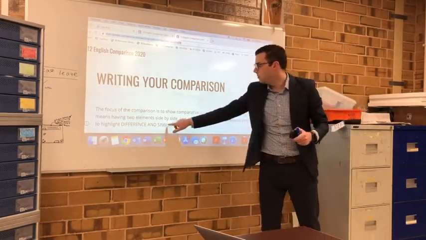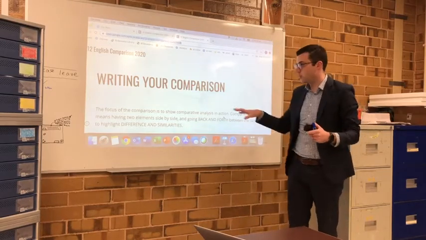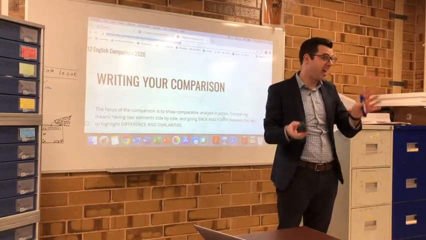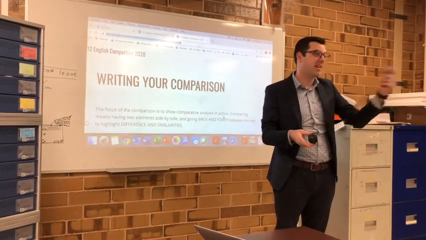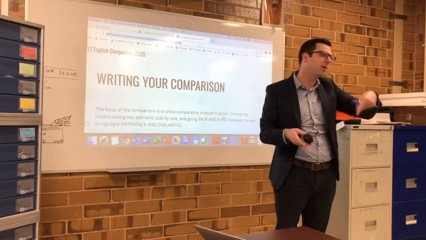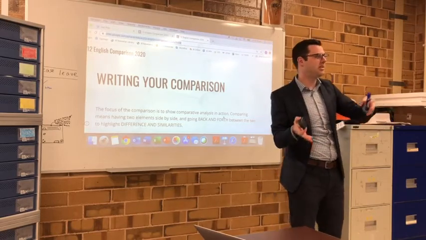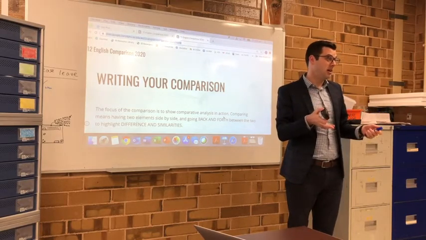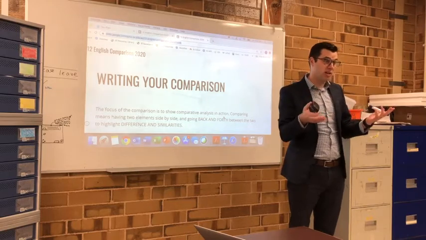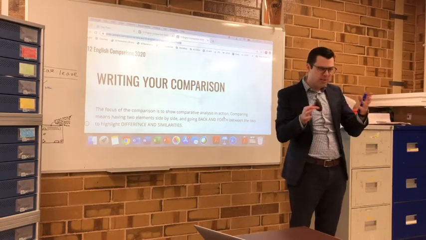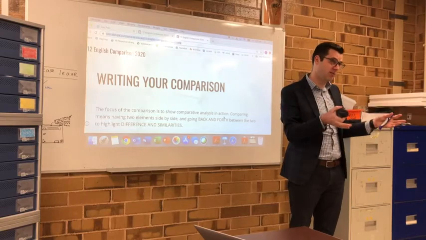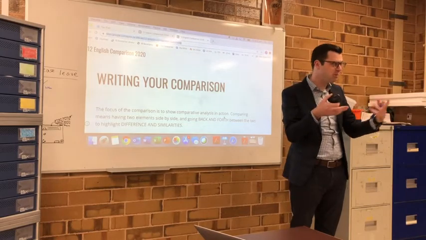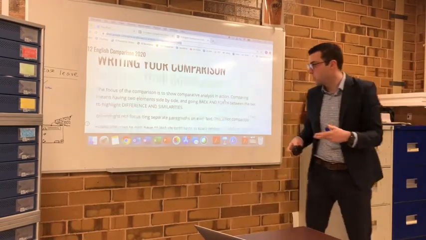Comparing means having two elements side by side and going back and forth between the two. And comparison is also about highlighting similarities and differences. Okay, so it's not just like, oh, that's the same, that's the same. That's not an interesting discussion. There should be elements that are similar and elements that are different. So maybe the idea is similar, but the techniques used are used differently. Or maybe the content or the representation or the outcome is different. Maybe the problem is the same, but the resolution is different. So think a little bit about that in terms of your paragraphs to make sure you've got that interest.